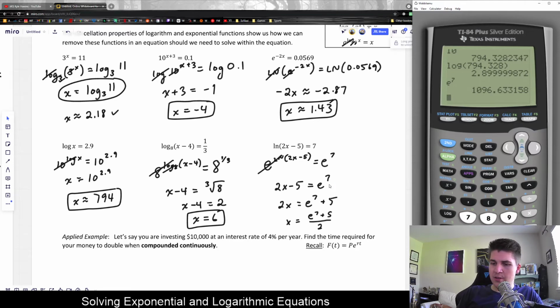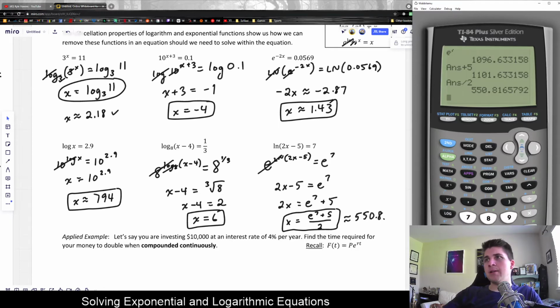And just leave it sort of like this as an exact answer. Or obviously I could add 5 and then divide by 2 to figure out what that is approximately equal to, 550.8. But sometimes it's nice to have an exact algebraic answer.